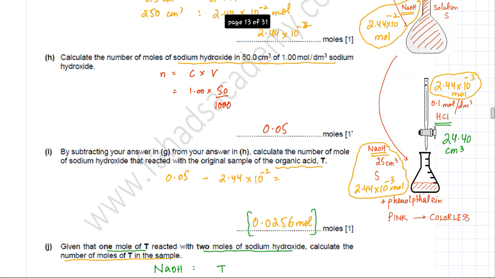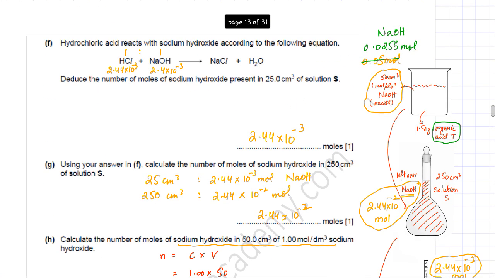So it's 0.0128. So going back to our sketch, the amount of moles of T are 0.0128. So these are the amount of moles of T in this sample that we used. He gave us the ratio of NaOH with respect to T. It was 2 NaOH reacting with 1 organic acid T. So if you had 0.0256 moles, the moles of organic acid T came out to be 0.0128 moles.